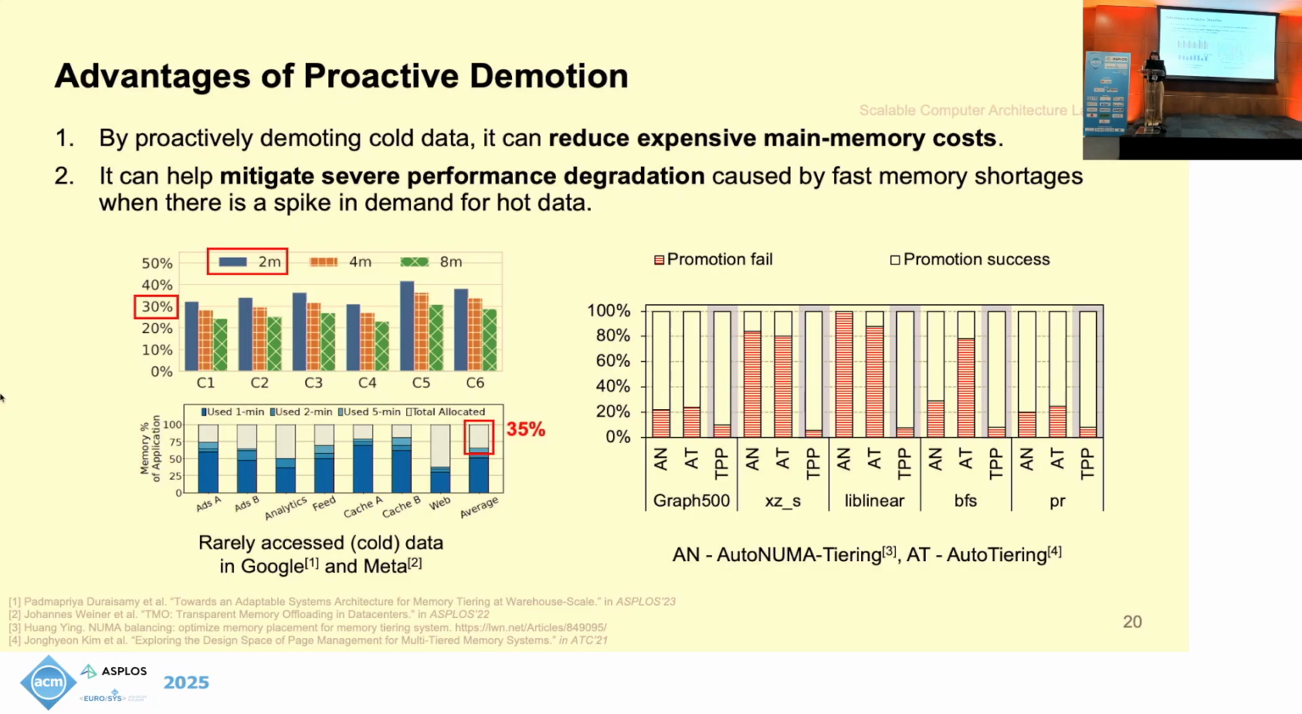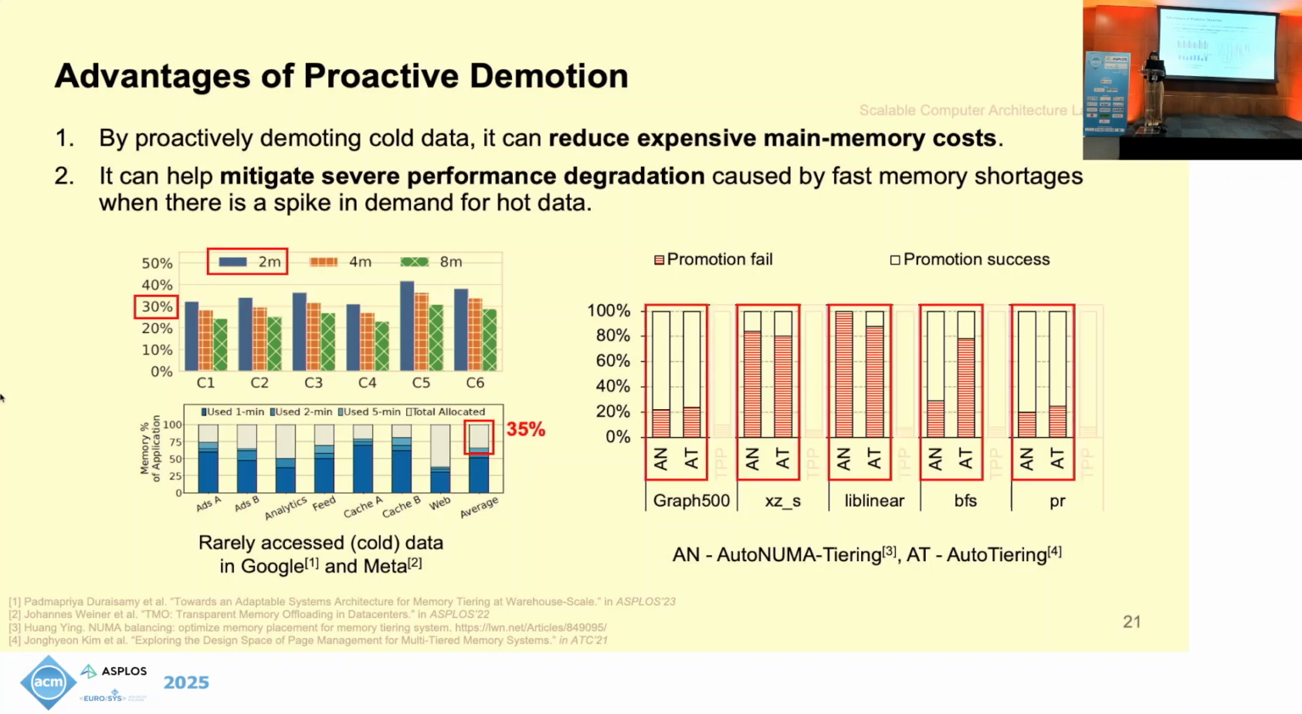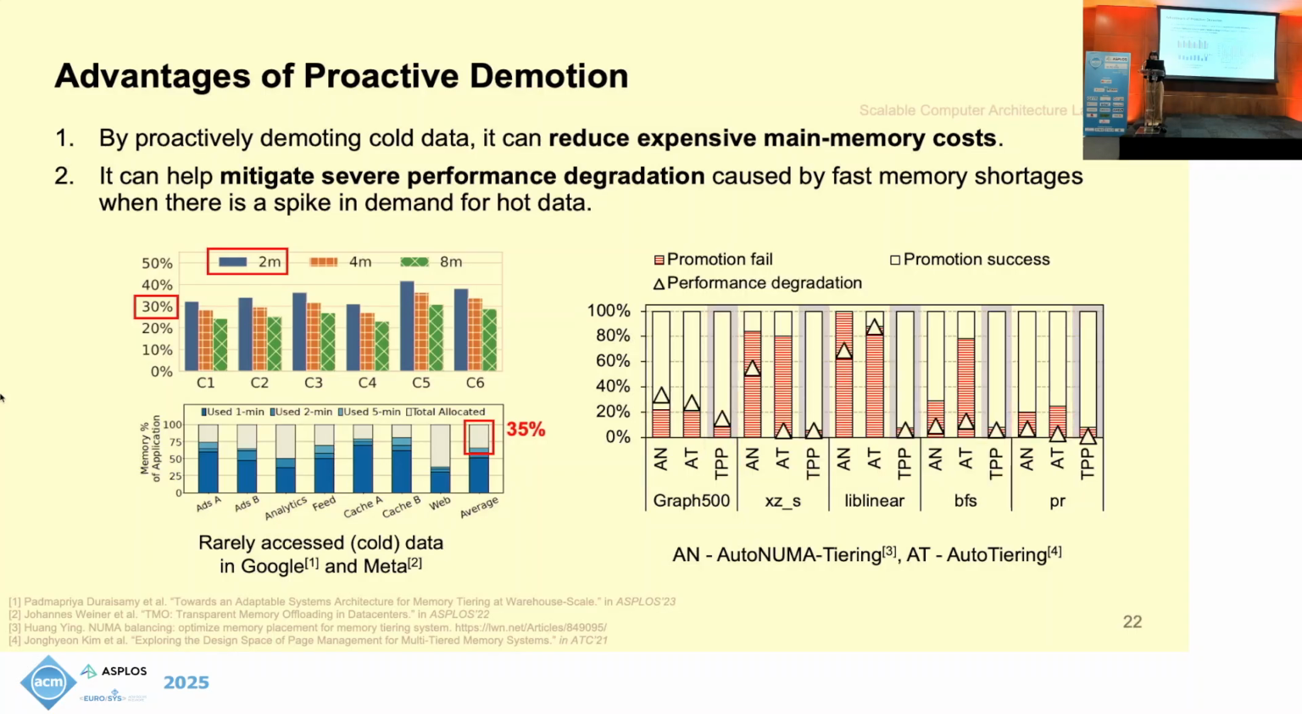Moreover, proactive demotion can help mitigate severe performance degradation caused by fast memory shortages when there is a spike in demand for hot data. The graph on the right shows the ratio of promotion failure due to the deficiency of free fast memory of two non-proactive demotion schemes, autonomous tiering and auto-tiering, and one proactive demotion scheme, TPP. It clearly shows that non-proactive demotion schemes suffer from lots of promotion failure. The triangular markers indicate the amount of performance degradation. It shows that the high ratio of promotion failure ends up with high performance degradation.